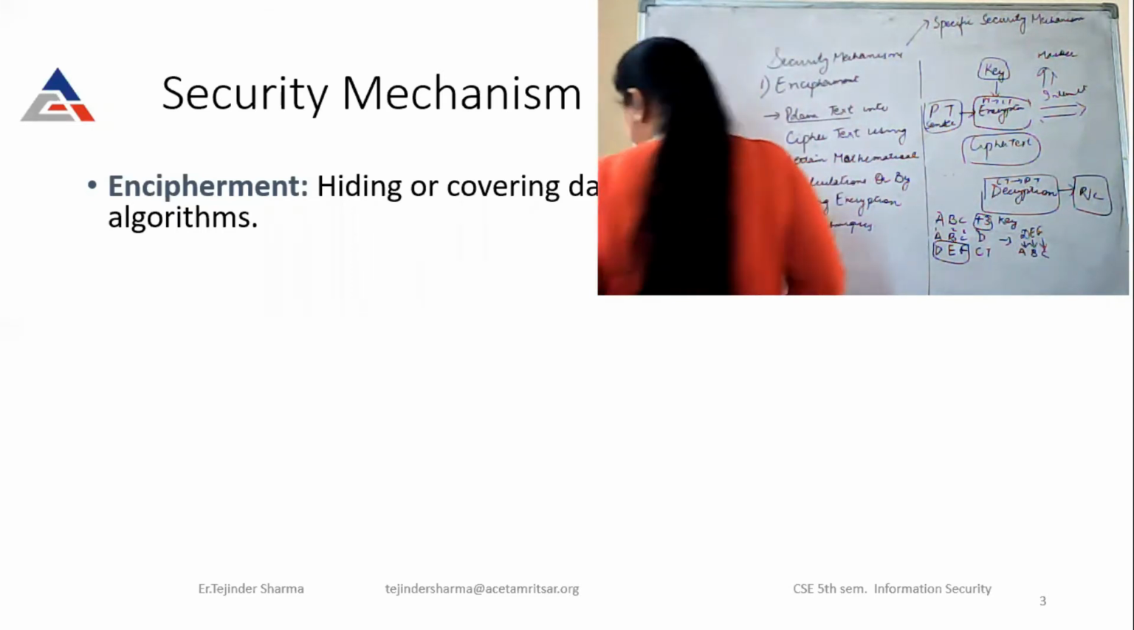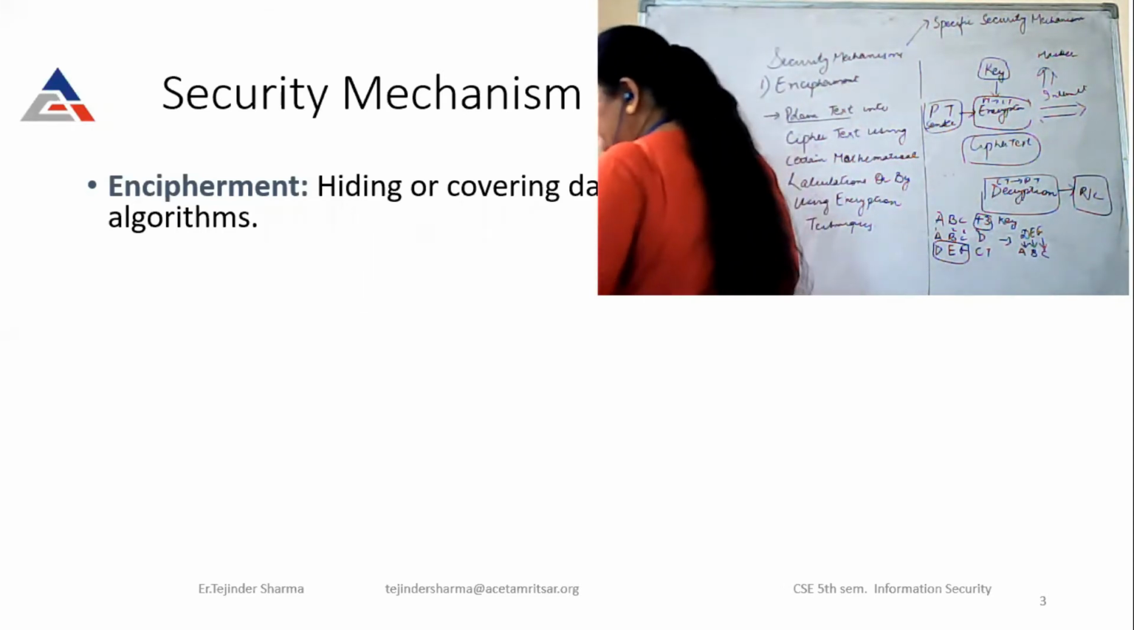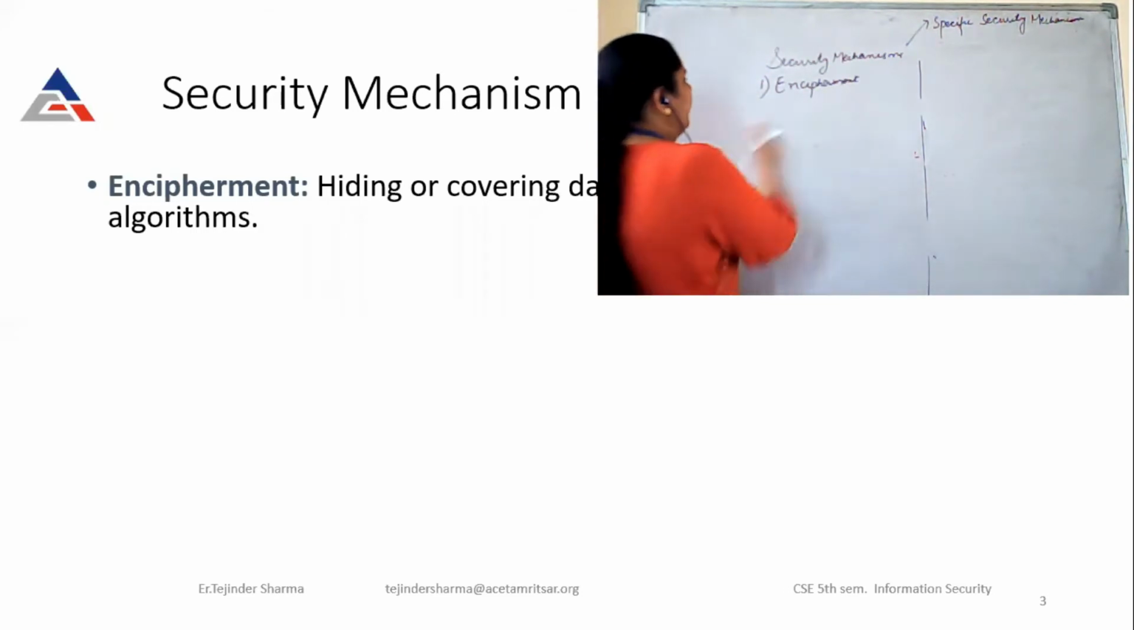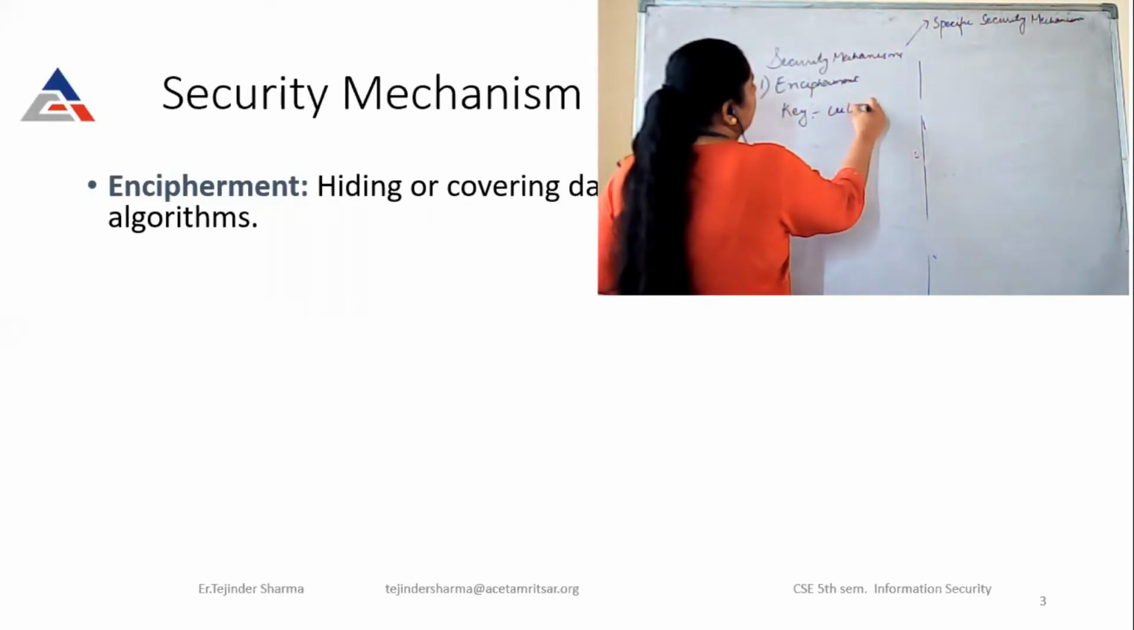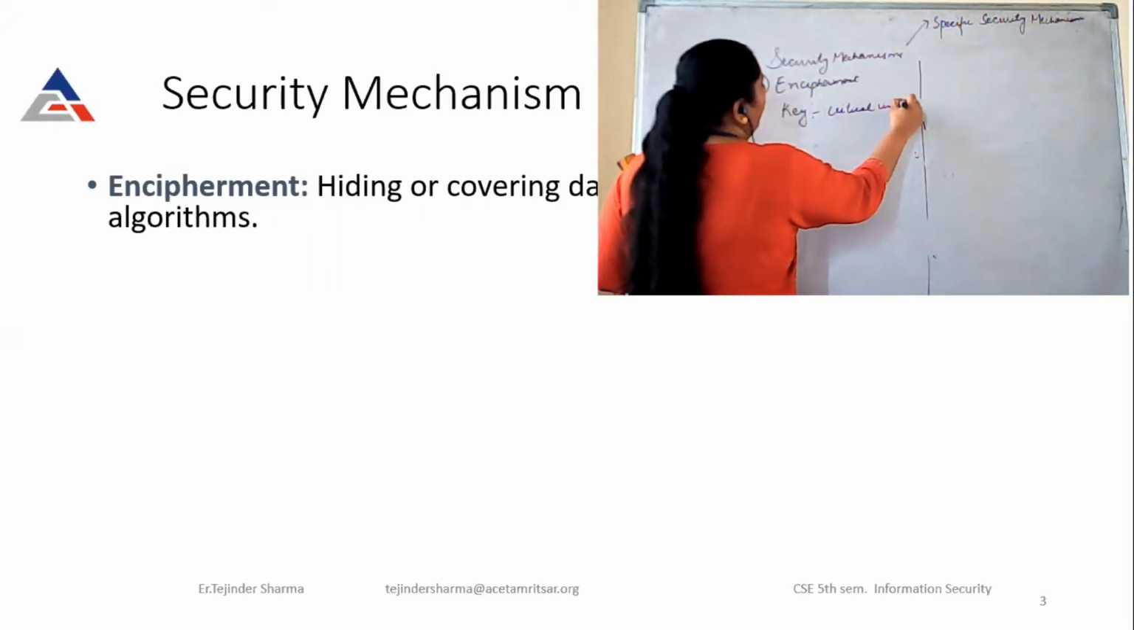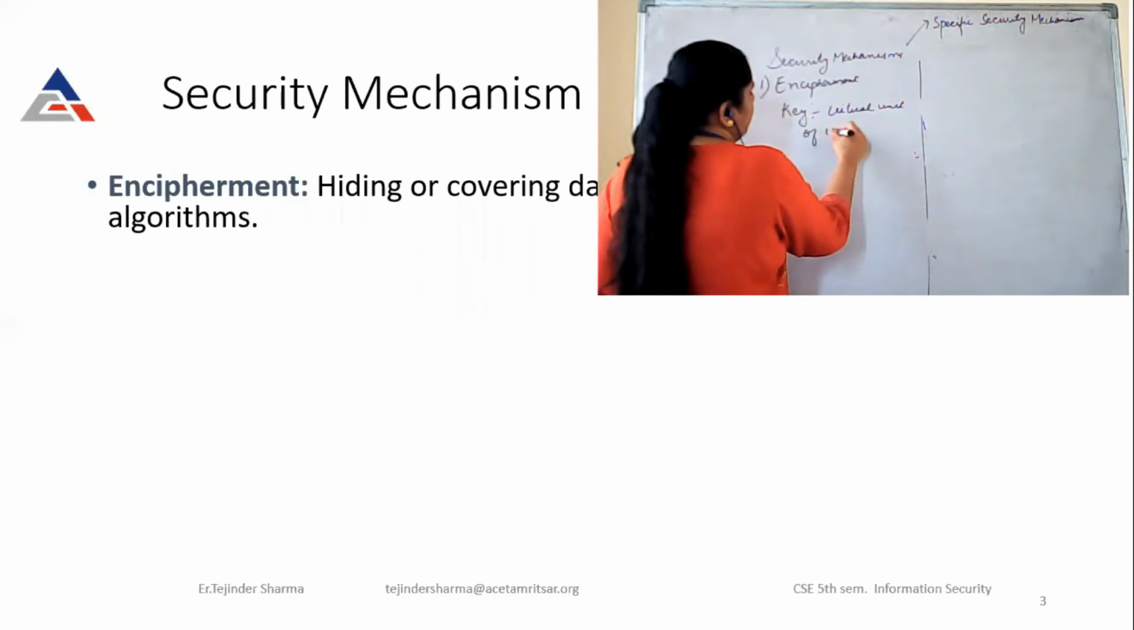Now next is, see, the key which is generated in encipherment is the most critical unit of this entire process.